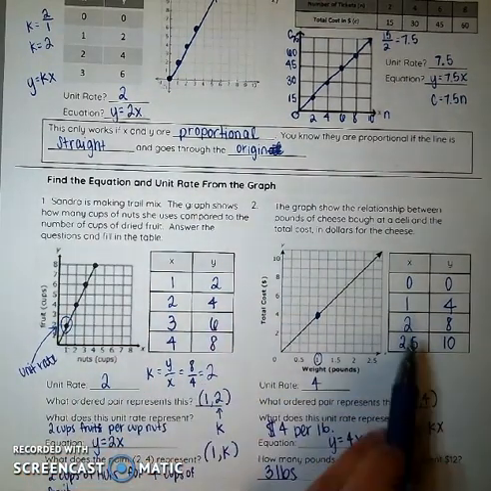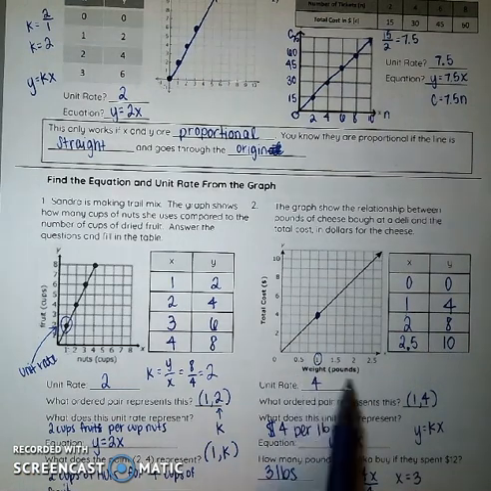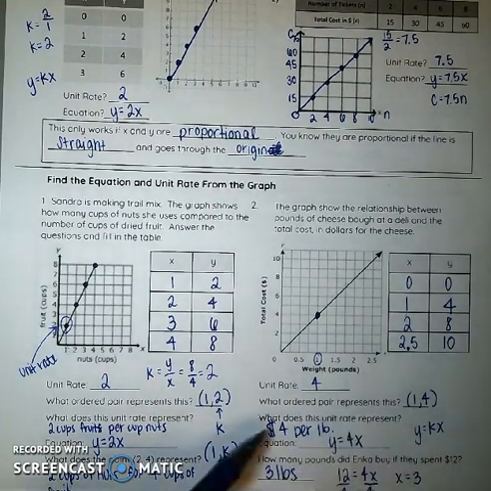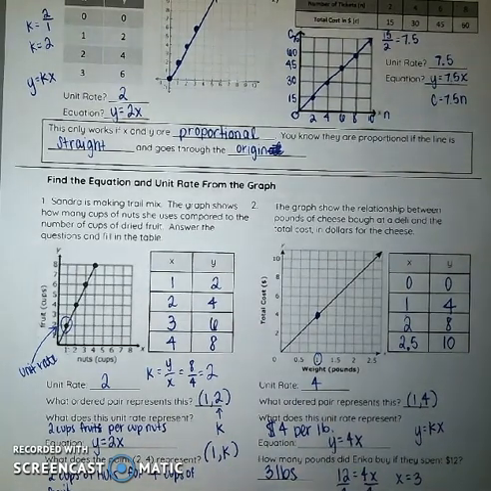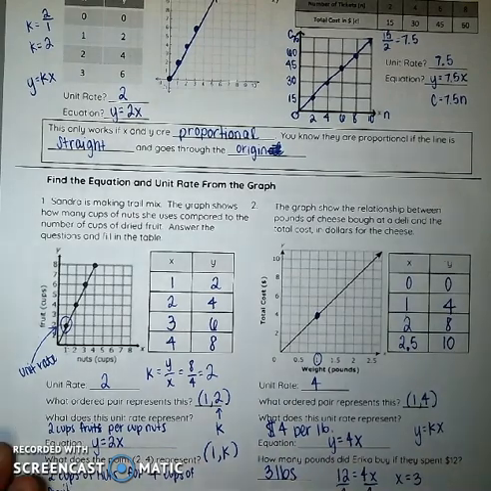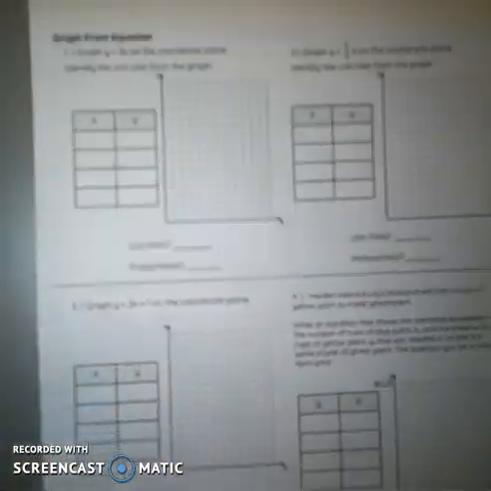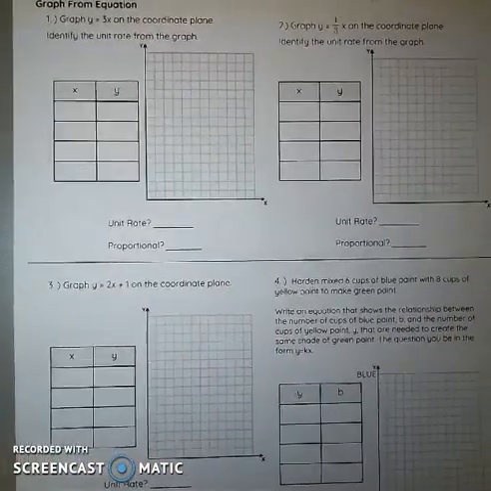Now another way to do that, you can think about how for each of your pounds you multiply by 4 to get the cost. That's telling you that it's $4 per pound. So if you spent $12, that means that you would have bought 3 pounds because 12 divided by 4 gives you 3. Now let's move on to the next page. So next page, again, we're going to be graphing from an equation.